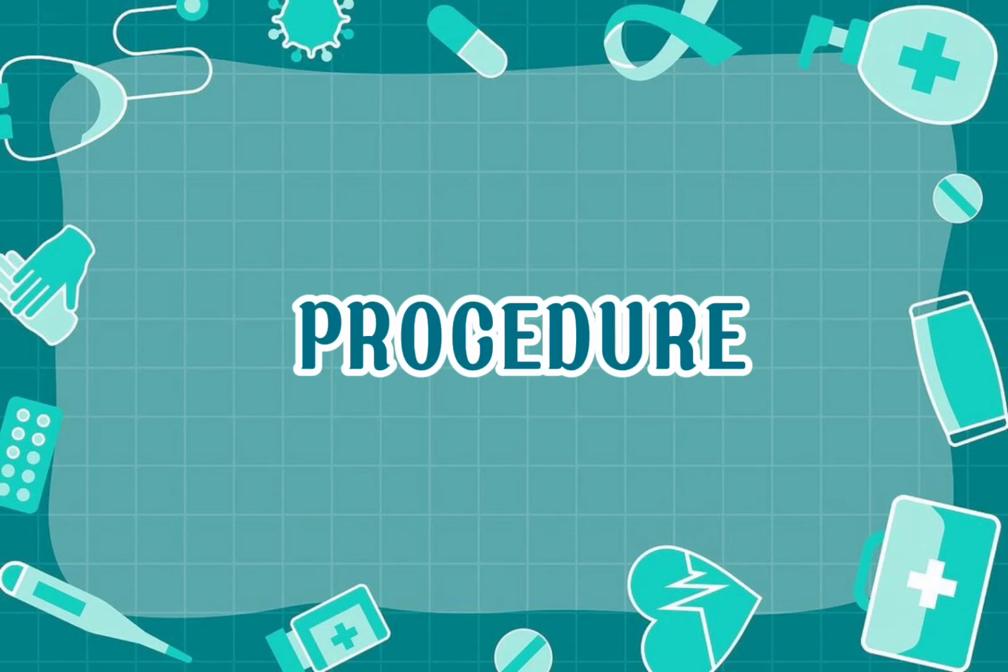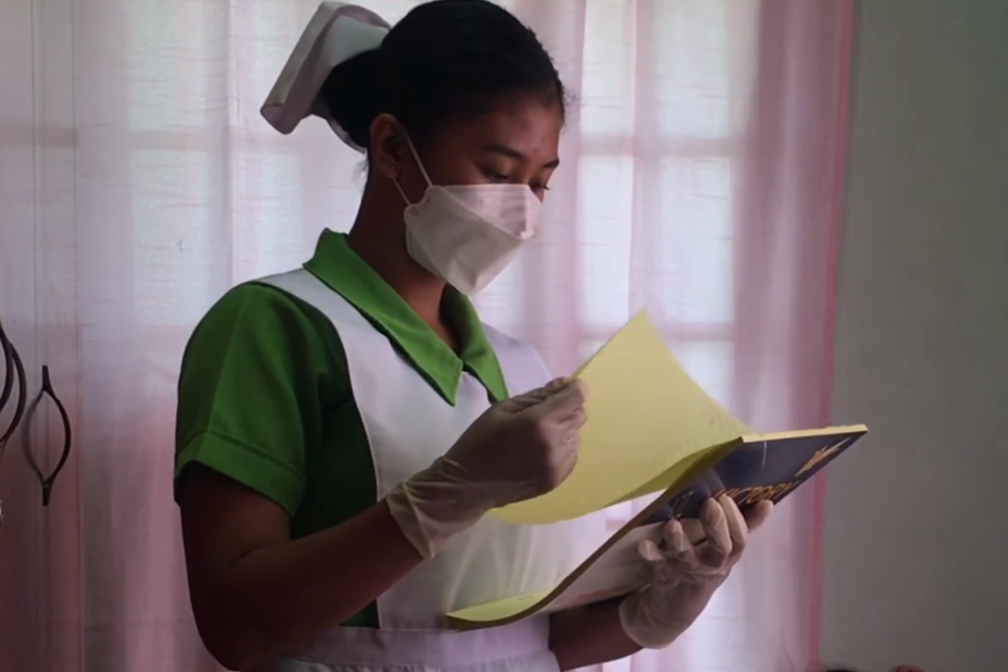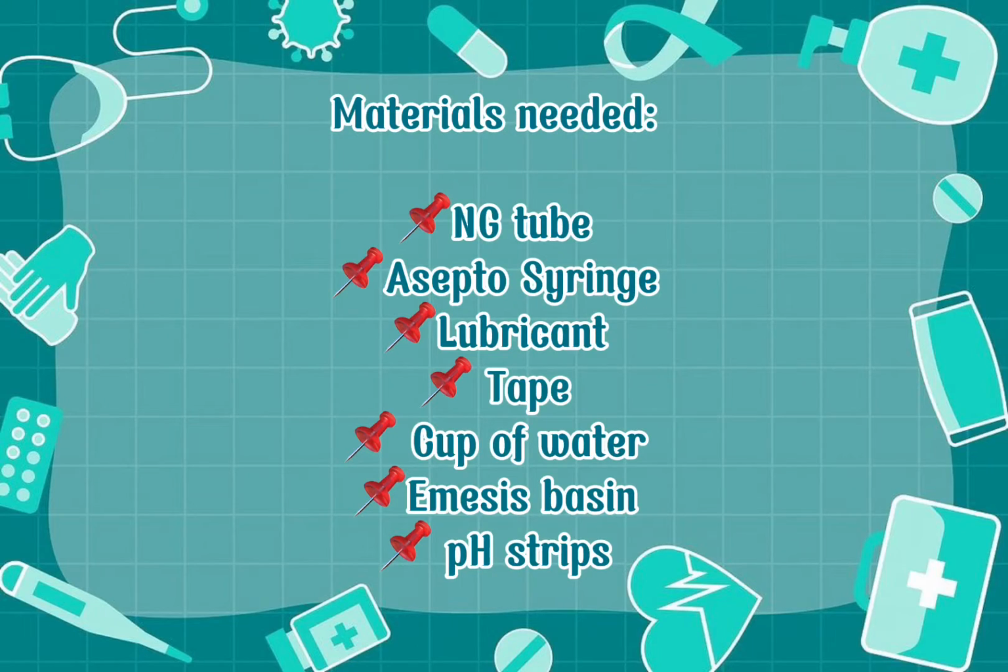For the procedure, first things first, we need to verify the doctor's order on the patient's chart to make sure that we will carry out the right order. Second step is to prepare all the equipment needed so that it won't be time consuming and it will make your work easier. The materials needed are a nasogastric tube, an aseptic syringe, lubricant, tape, a cup of water, an emesis basin, and pH indicator strips.